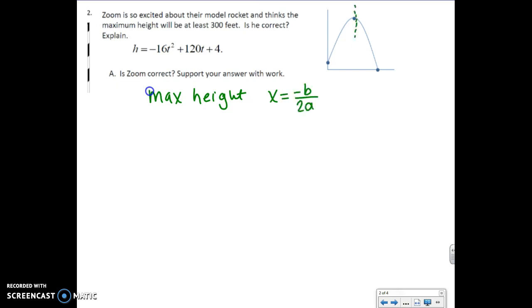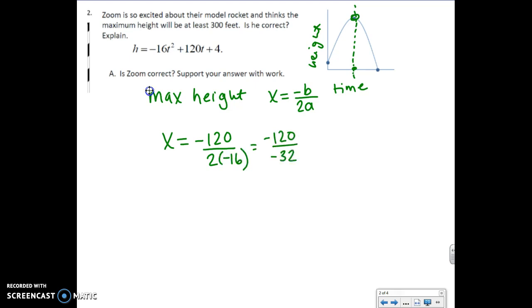Here's our axis of symmetry. Remember that our axes were time and height. So if we find the time at which it occurred, then we can plug that in to find the height here. Okay, so we're going to go ahead and plug that in. X equals negative 120 divided by 2 times negative 16, which is negative 120 divided by negative 32. So x equals 3.75 seconds.